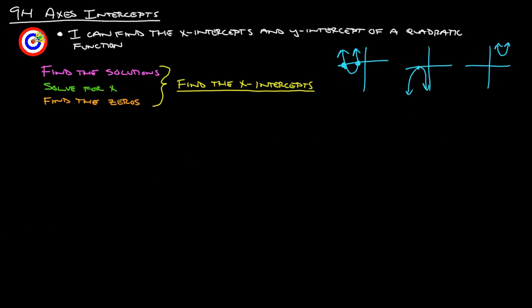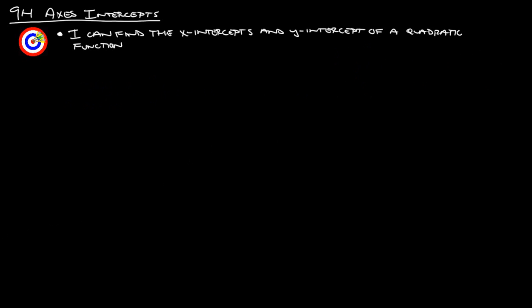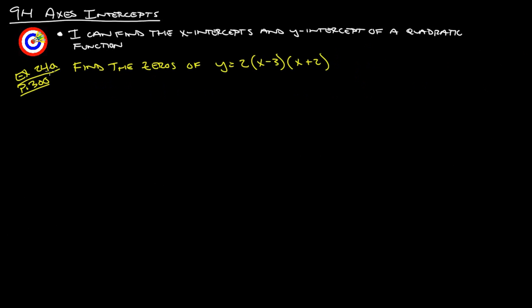Okay, so let's jump into an example here, and it is example 24a from page 300. It says find the zeros of y equals 2 times the quantity x minus 3 times the quantity x plus 2. So we want this to equal 0. So we want to know when does 0 equal 2 times (x minus 3) times (x plus 2).